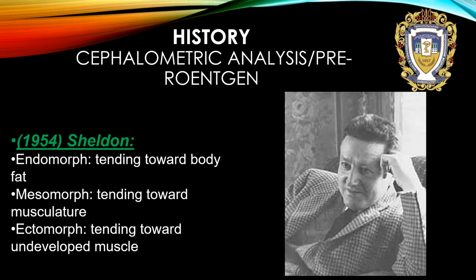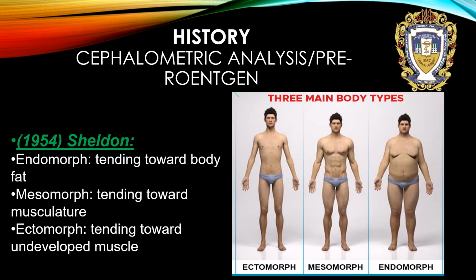Sheldon, an American psychiatrist, in 1954 proposed dividing human body types into three types: endomorph, tending toward body fat; mesomorph, tending toward musculature; and ectomorph, tending toward undeveloped muscle. Like here: ectomorph, mesomorph, and endomorph.